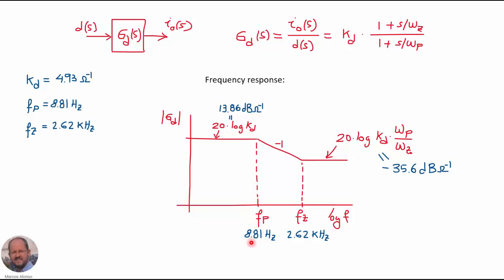And then we have the pole at a very low frequency, because at the end this is a power factor correction converter. The frequency of the pole is 8.81 Hz, and the frequency of the zero is 2.62 kHz. And then we reach another flat region which has a gain given by this expression, and for this particular case is minus 35.6 dB ohms to the minus 1.